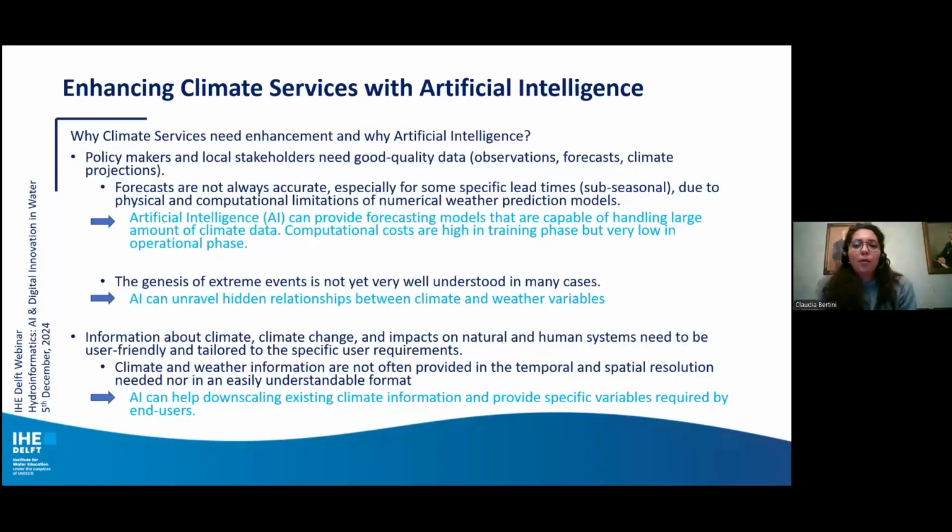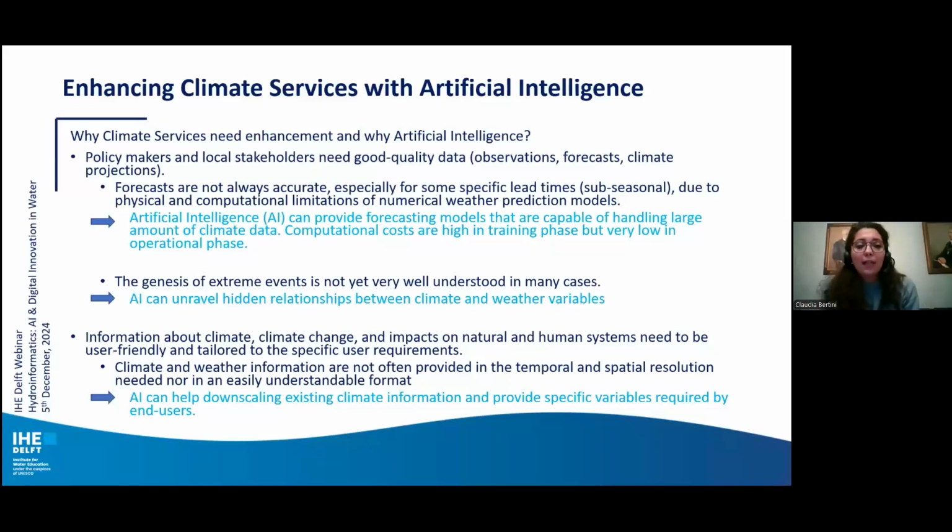So now we understand why climate services are needed, but why do we need to improve them, and why do we need to use artificial intelligence for it? In general, policymakers and stakeholders need good quality data, and this data can be observations, forecasts, and climate projections. But the problem is that forecasts at the moment are not always accurate, especially for specific lead times, specifically the subseasonal horizons, so let's say up to one month ahead. This is because of physical and computational limitations of the numerical weather prediction models that are being used.